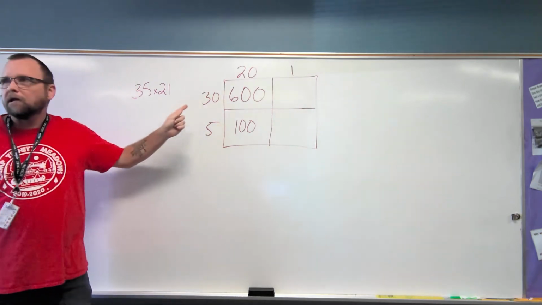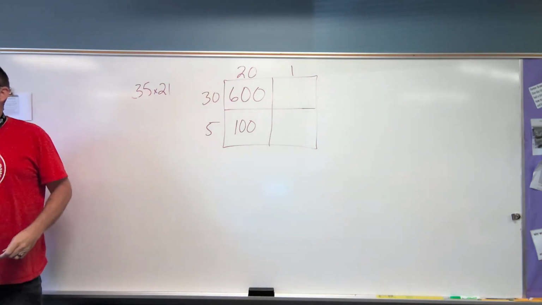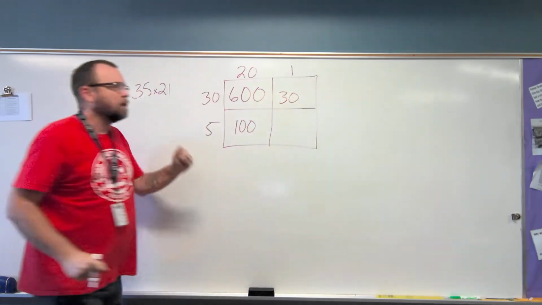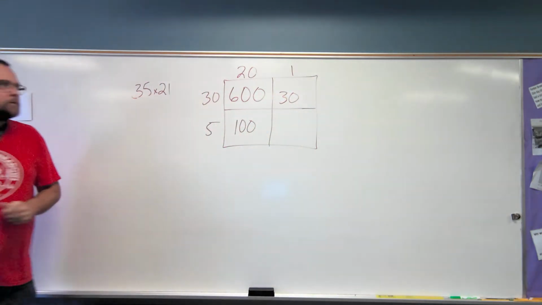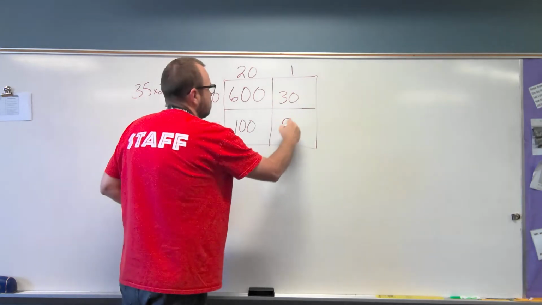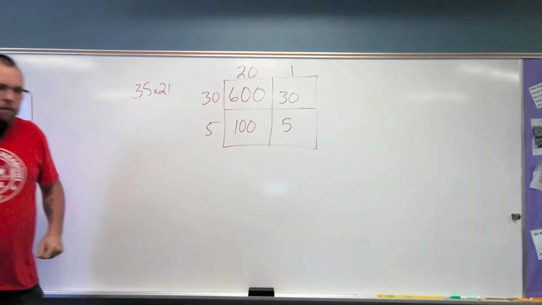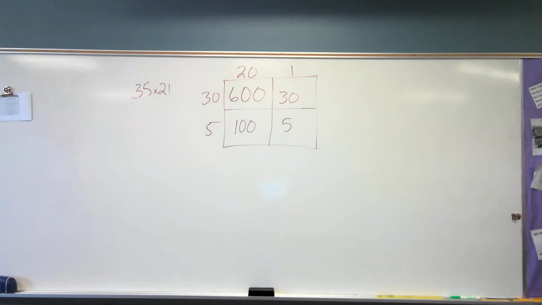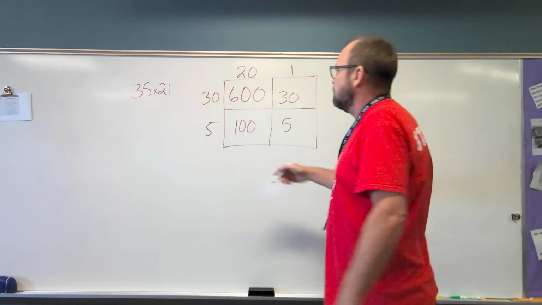All right. Mina, what's 30 times 1? 30 times 1 is 30. Mina, what's 5 times 1? 5 times 1 is 5. Now check me because I messed up last time. Does this look all right? Yeah, that's correct. I put a 1 and not a 5.